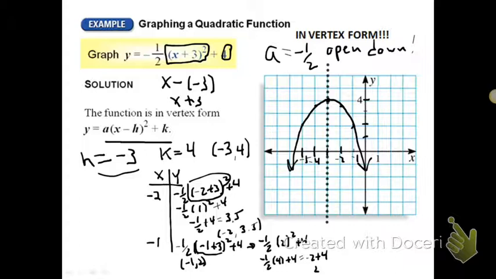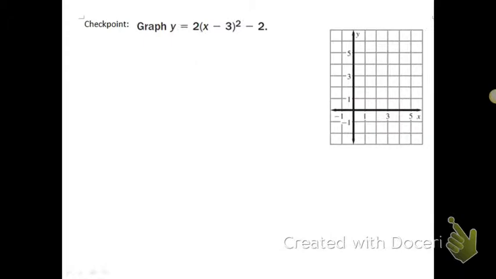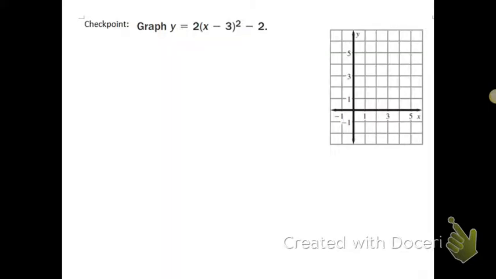Let's do one last example for this particular video. We're going to look at one more in vertex form. Let's see if we can get right to the h and k. Okay, let's get the h and k value.